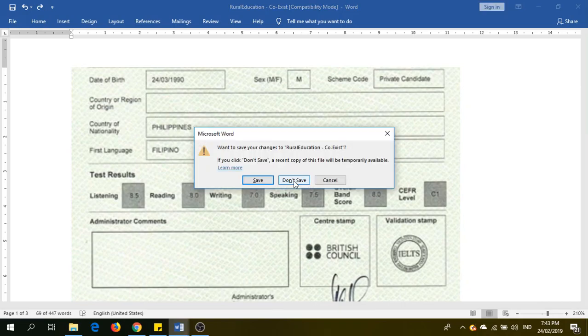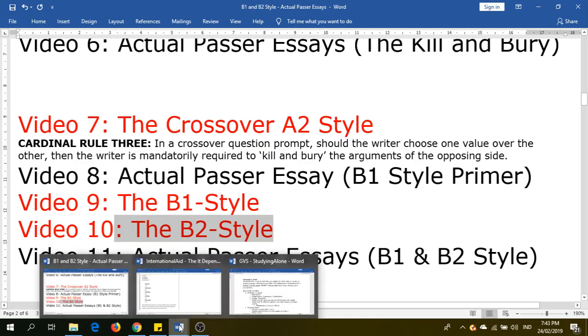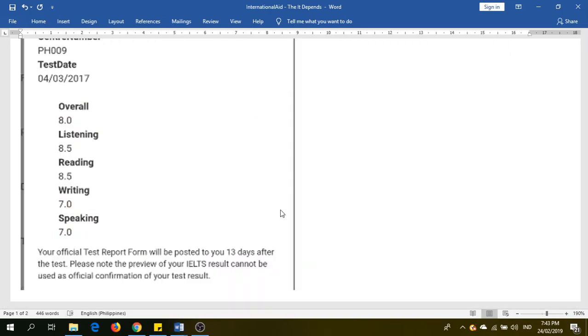Let's now go into an essay that talks about a sample of the It Depends or the B2 style. So this was from April 2017. So the writer's overall is 8, listening is 8.5, reading is 8.5, writing and speaking are both at 7. And so this was the question prompt.